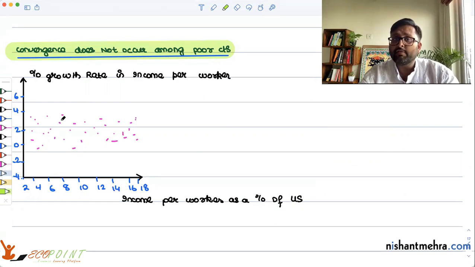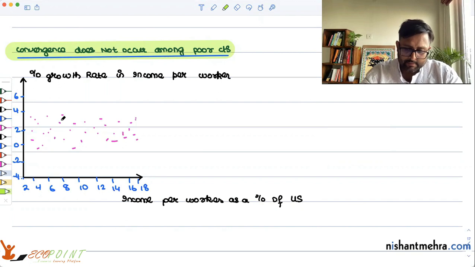Here comes the difference between the unconditional and the conditional convergence. I'll be telling you about the unconditional and conditional convergence in the next class. But the question which we want to answer in this class is, why are we not seeing convergence happening in all countries? The basic reason could be that the access to technology is not the same for all the countries.